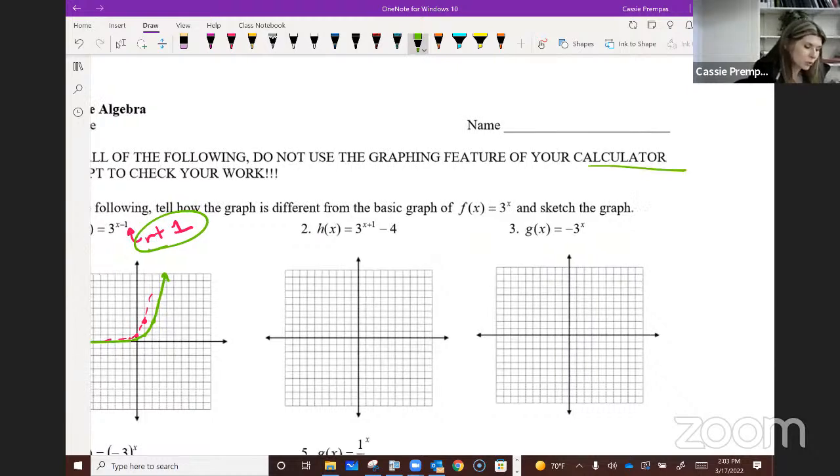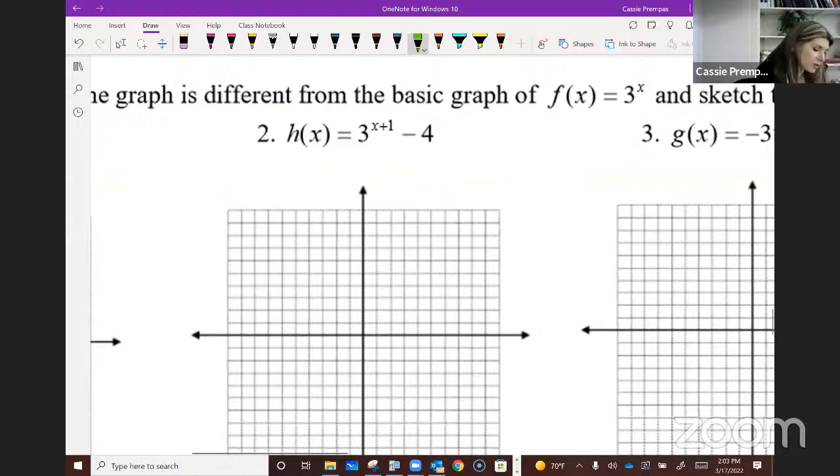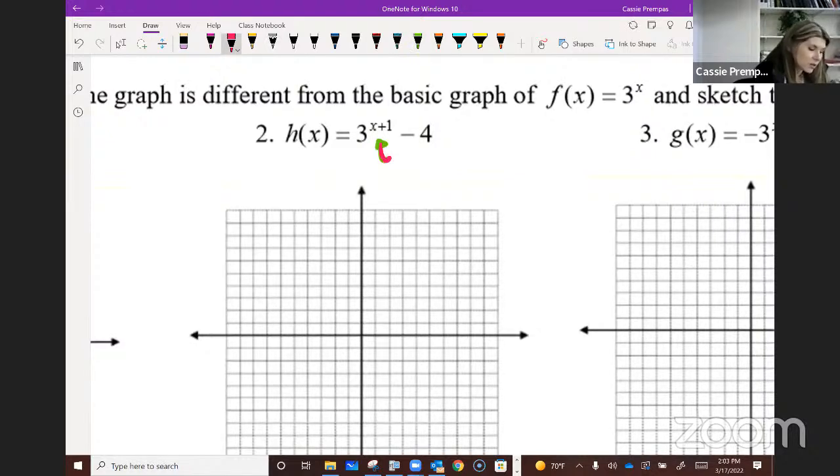How about number 2? Number 2, we have +1 in with the x, which is going to move this graph to the left 1. -4 is going to move the graph down 4. So if I think about that parent graph of 0, 1, 1, 3, -1, 1/3, now I'm going to take this and move every point left 1, down 4. So left 1, down 1, 2, 3, 4. Take this point, go left one, down 1, 2, 3, 4. Take this point, go left one, down 1, 2, 3, 4.